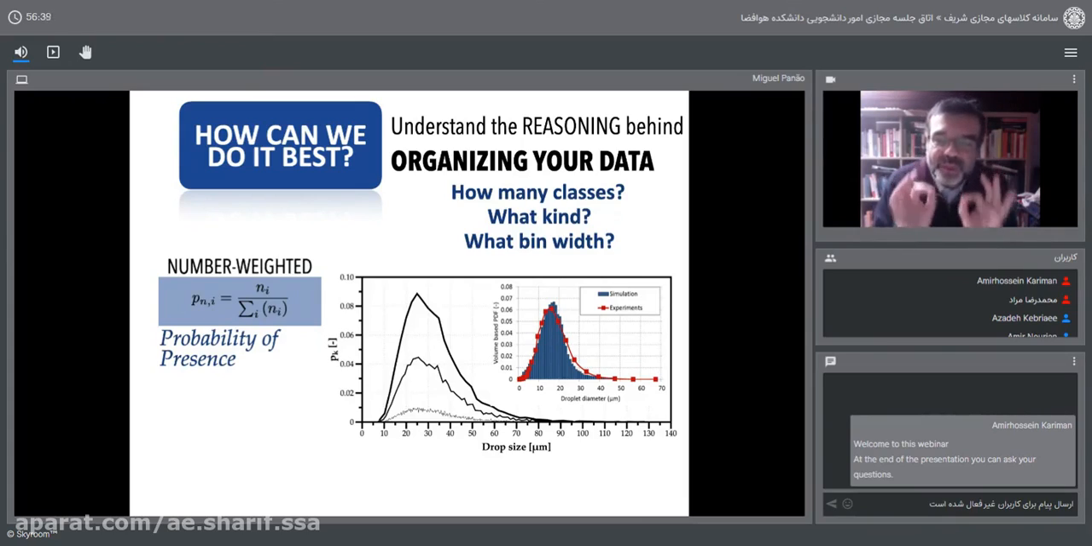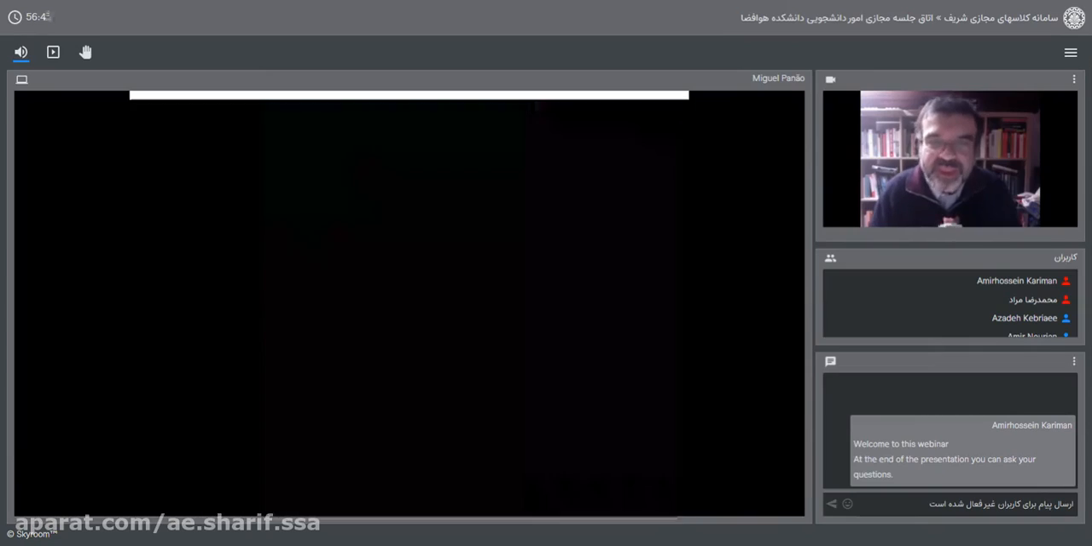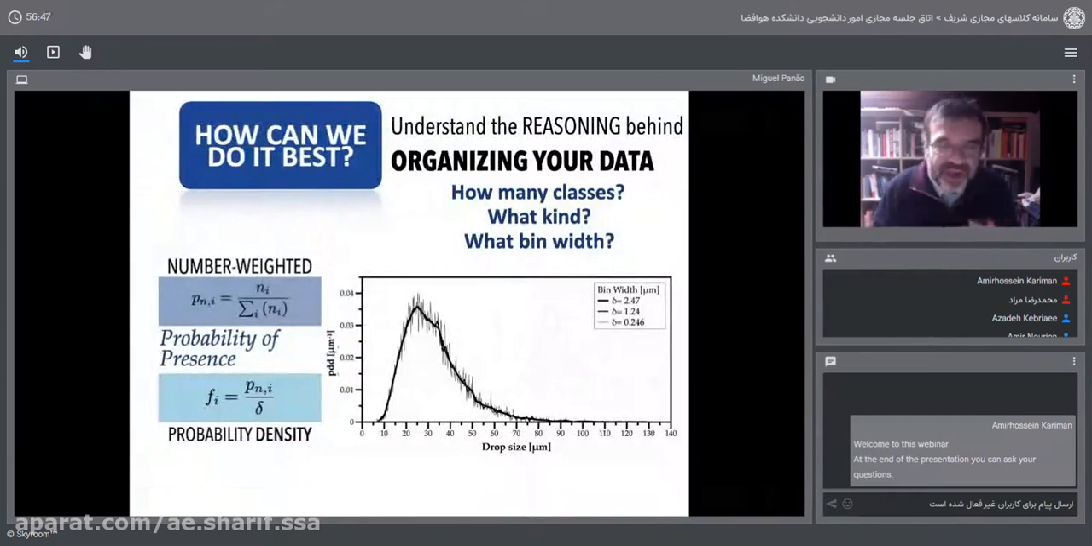It's not to present the frequency distribution, but the probability density, where you divide each frequency by the width of your size class. And now you can compare different distributions with different numbers of classes. And this is, from my point of view, what the other authors should have done. And this is the best way you can represent it.